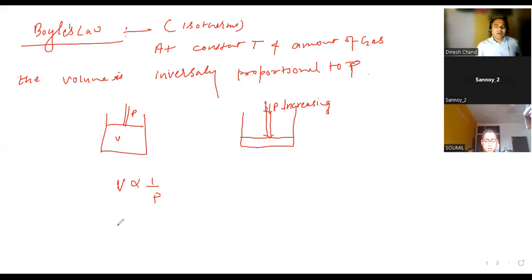If you are removing the proportionality sign, V equals K by P, or K into 1 by P. Yes or no? Another thing we can write is PV equal to K. Can we write like that? PV equal to K.